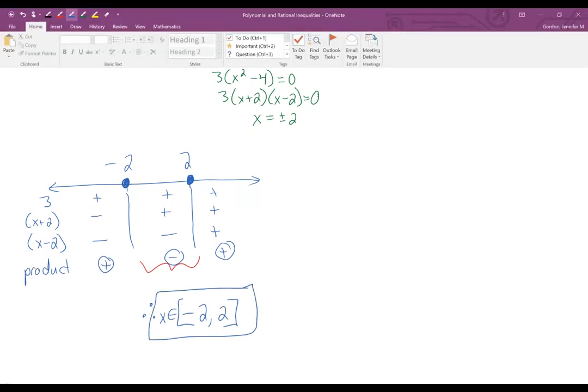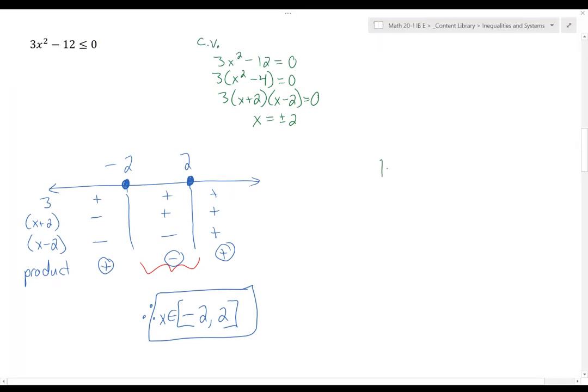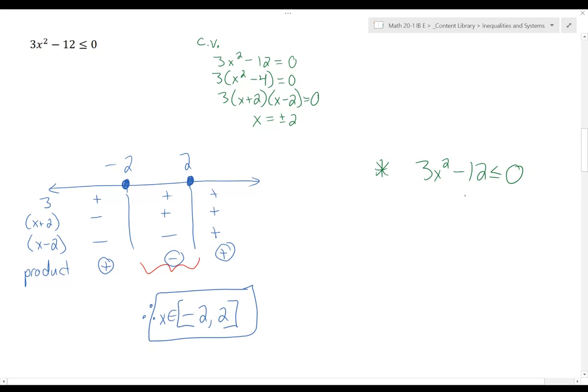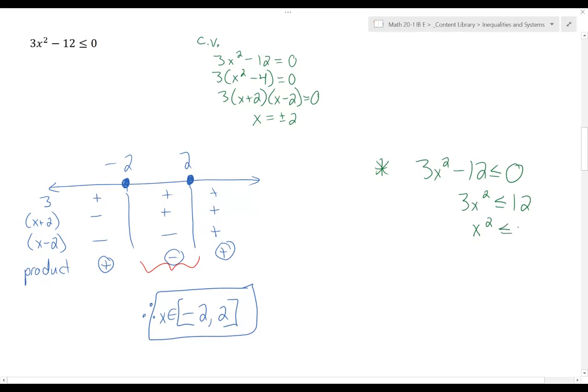The alternate solution to this inequality: I can solve the inequality just by isolating x, but you have to be very careful with that. So 3x squared minus 12 is less than or equal to 0. 3x squared is less than or equal to 12. x squared is less than or equal to 4 when I divide by 3. Now you have to be careful if you divide by a negative number, because if I divide by a negative number, I have to flip that inequality.